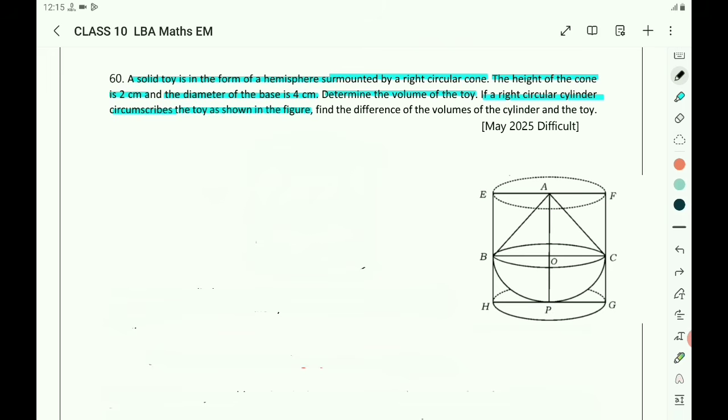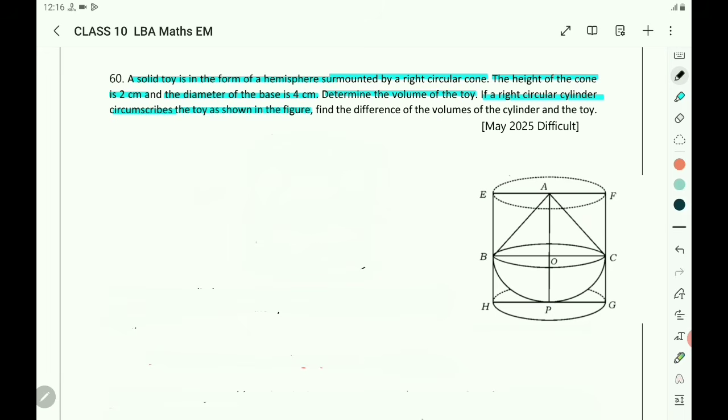Here what we have to find out? We have to find the volume of the toy. Determine the volume of the toy. Toy volume is to be found out here. That is nothing but the volume of the cone plus volume of the hemisphere. And here is a cylinder. A right circular cylinder circumscribes the toy. It means the radius of the hemisphere, cylinder and cone are same. Indirectly it is said that R for cylinder, cone and hemisphere are same.